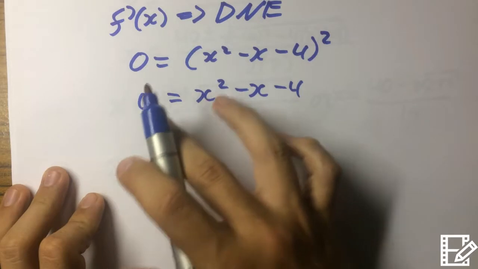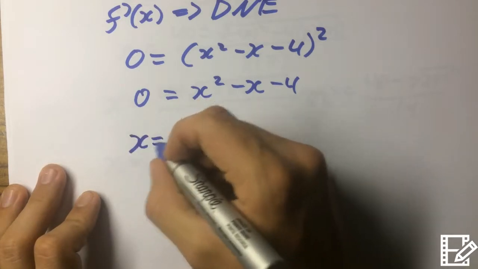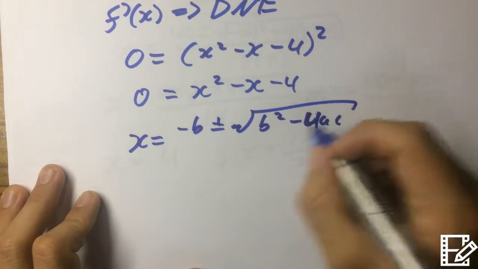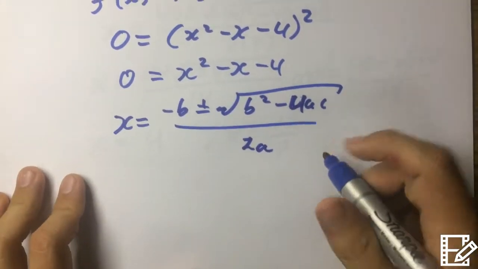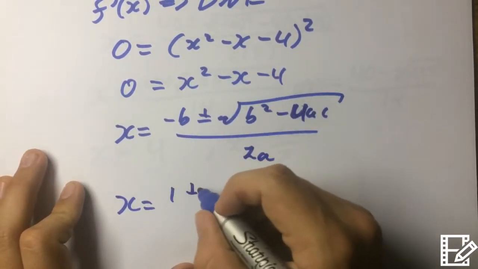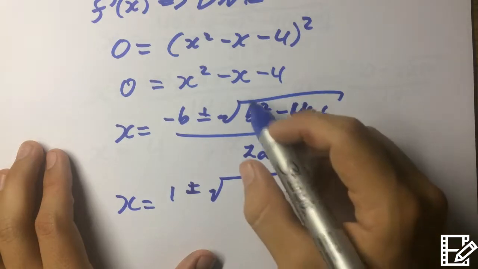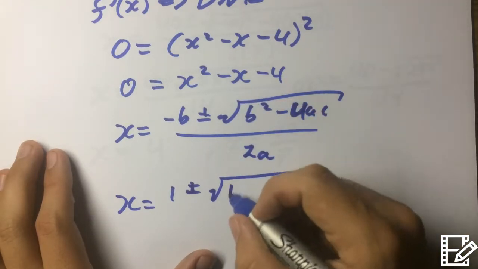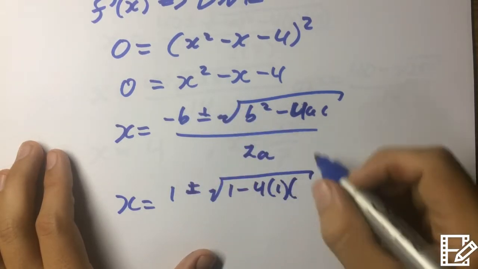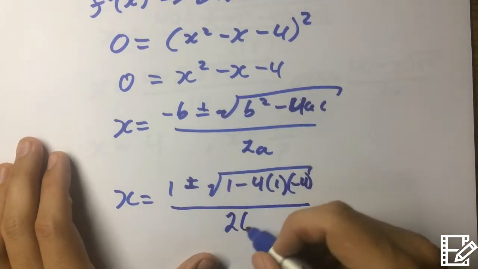Okay? Because we've got x squared, we've got an x, and then we've got a normal constant. Okay? Quadratic formula, negative b plus or minus the square root of b squared minus 4ac all over 2a. Therefore, x equals negative of a negative 1 is just 1, plus or minus the square root of b squared, which is just negative 1 squared. Negative 1 squared is just 1, minus 4 multiplied by 1, which is a, and then multiplied by negative 4, which is c, all over 2a, which is just 2 times 1.